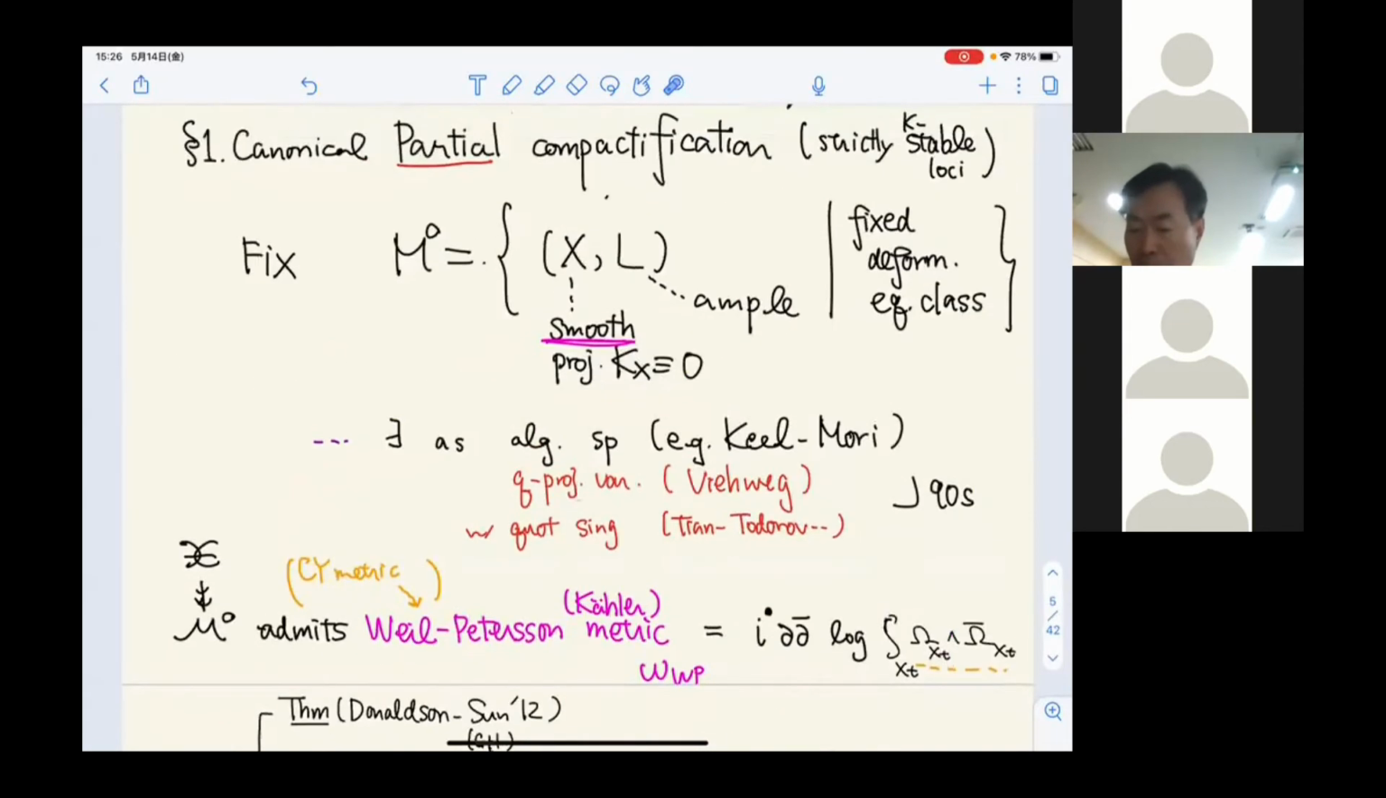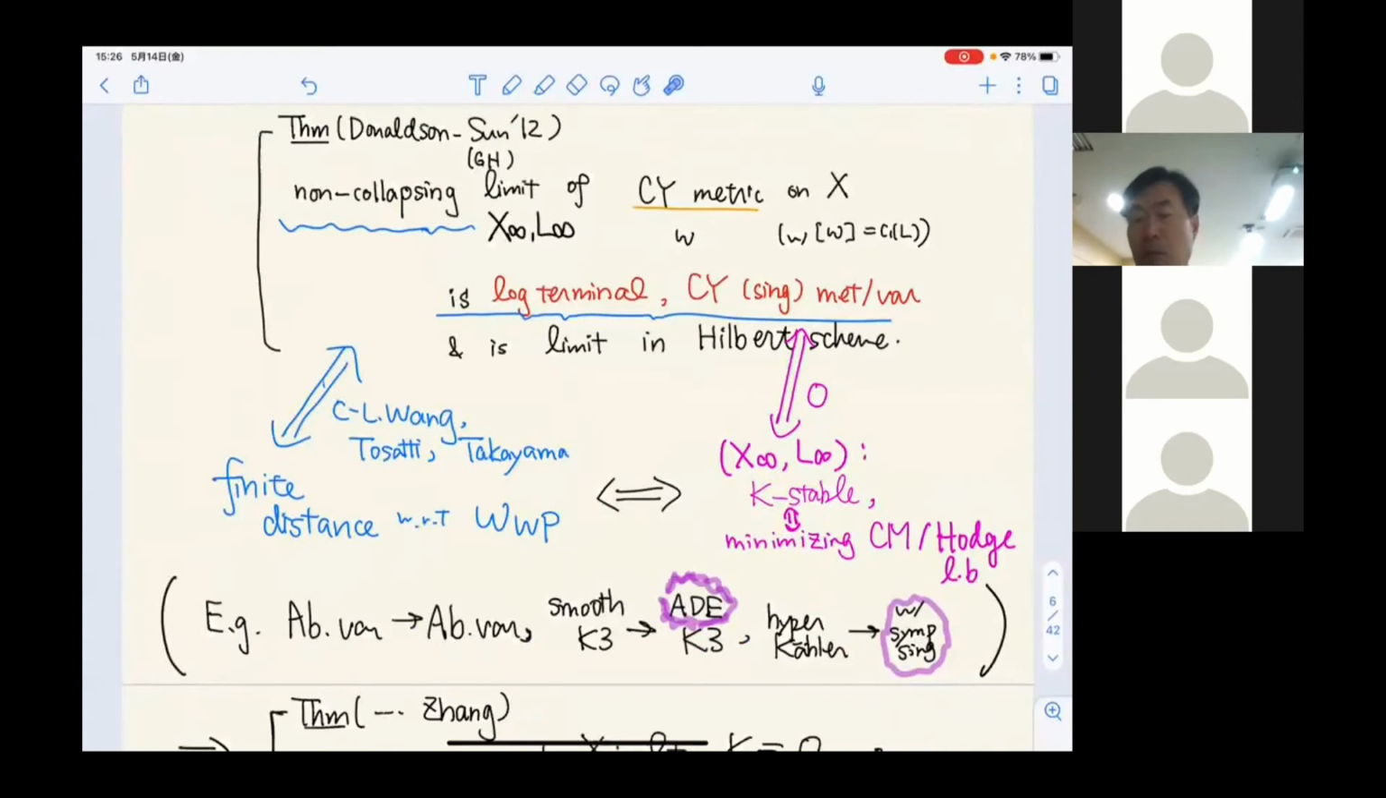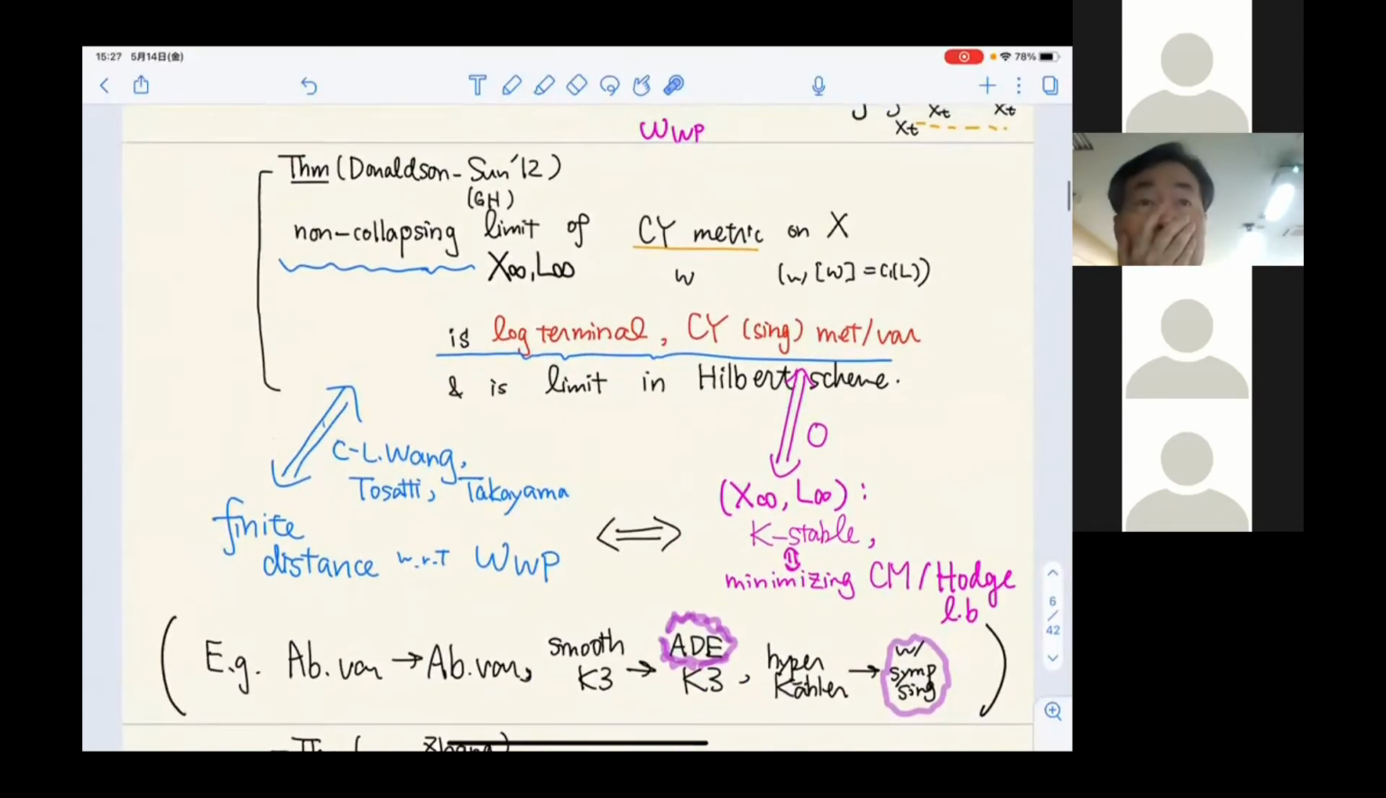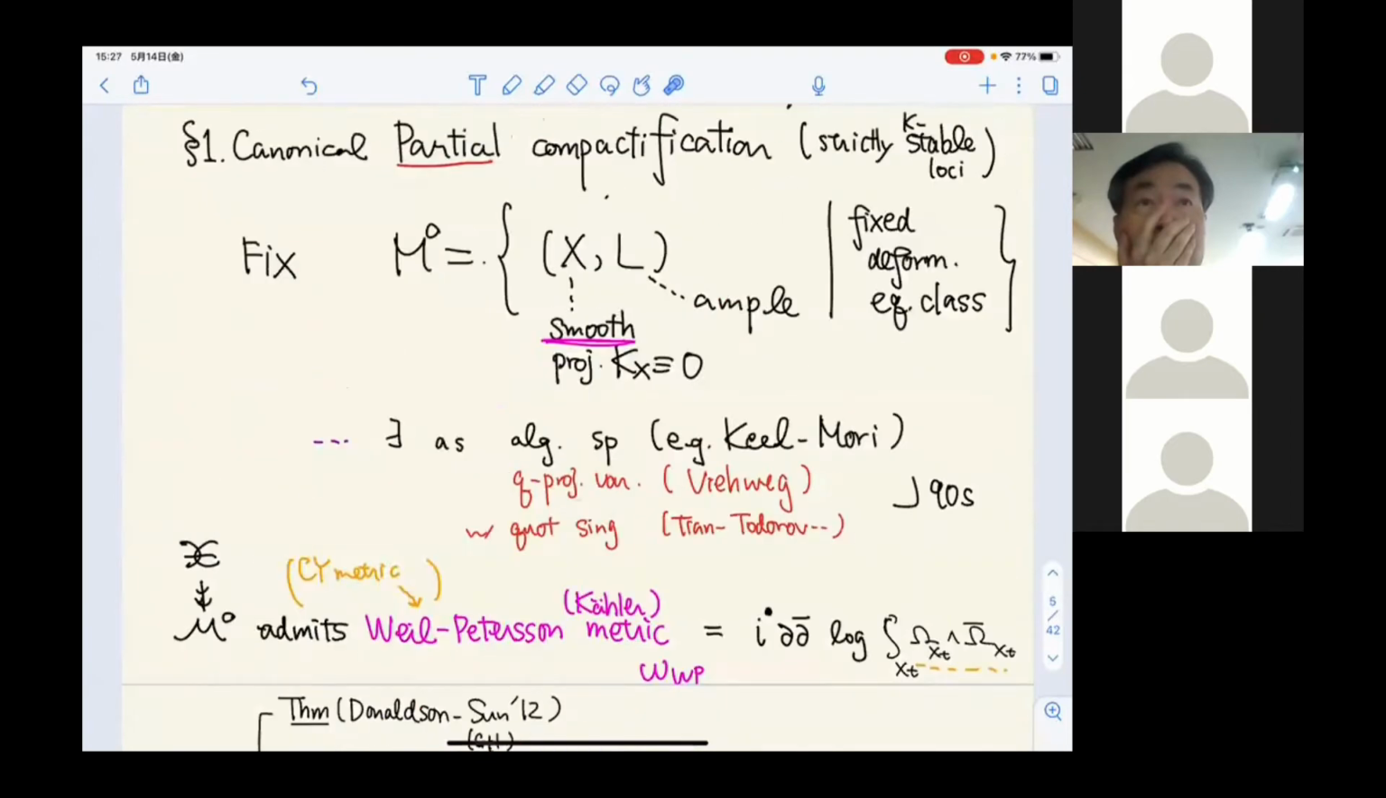Yes, so to each X, L, there's a canonical metric due to Yau, the Calabi-Yau metric, whose Kähler class is c1 of L, and the Ricci curvature is 0. Yeah, maybe I should have explained it before this slide. Sorry. So each of X, L admits a Calabi-Yau metric, which is a canonical metric. And so this is K-stable always. So these are always K-stable.